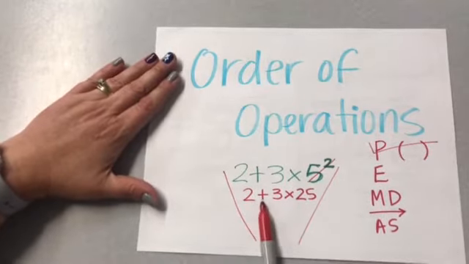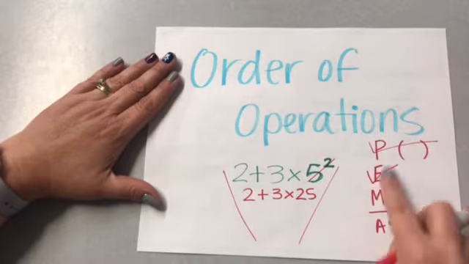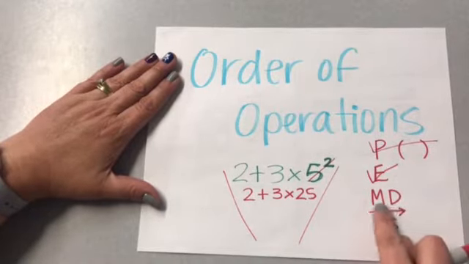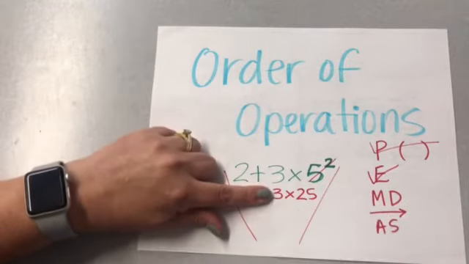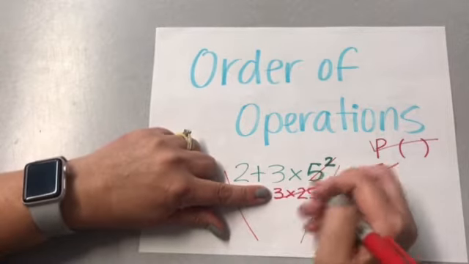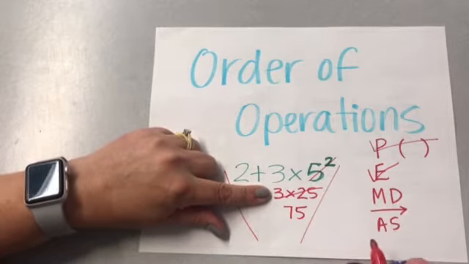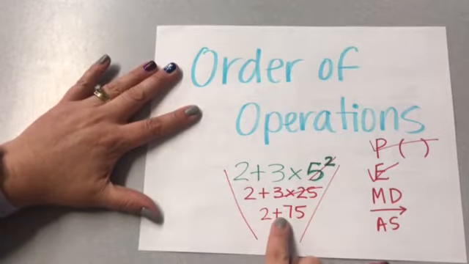So the next thing I have to look, I've got addition and multiplication. I did my exponent. The next thing I do is multiply or divide. That comes next. So I have to ignore this 2 plus, and I'm going to do 3 times 25. 3 times 25 is 75. So I just solved that, and then I drop down what I have left.